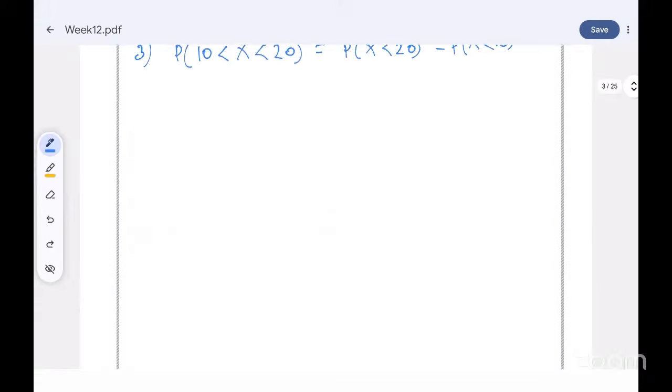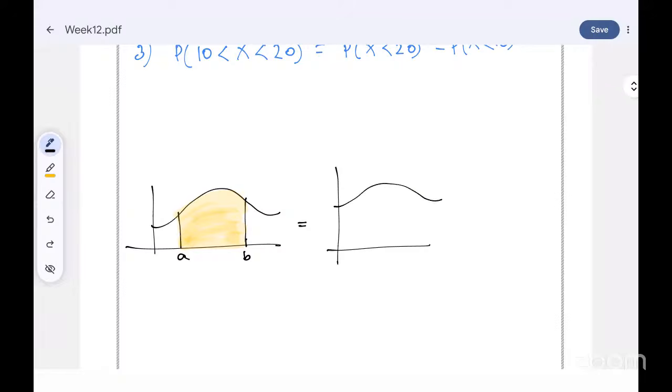Yeah. So where does this concept come from? Because this is something general, right? Suppose you have something like here, this is 10, for example, and let's use A and B. So this is A and this is B, right? You want to find the area of this part. Now this is going to be the same as this area minus this area.